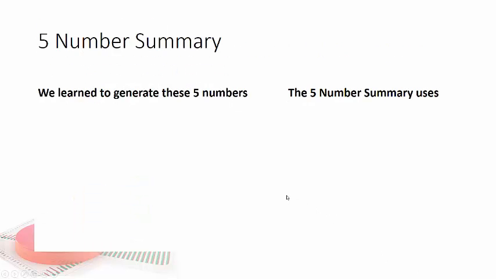So let's summarize. These are the 5 numbers you've learned to generate. The mean, you've known how to do that a while, and actually the median you've been doing for a while too. The lower quartile is new for you, as is the upper quartile, which is Q3. And finally, we also learned how to generate the interquartile range, or IQR, just by subtracting Q1 from Q3.